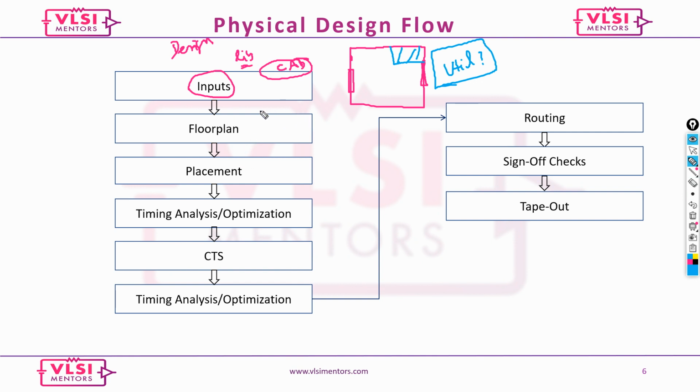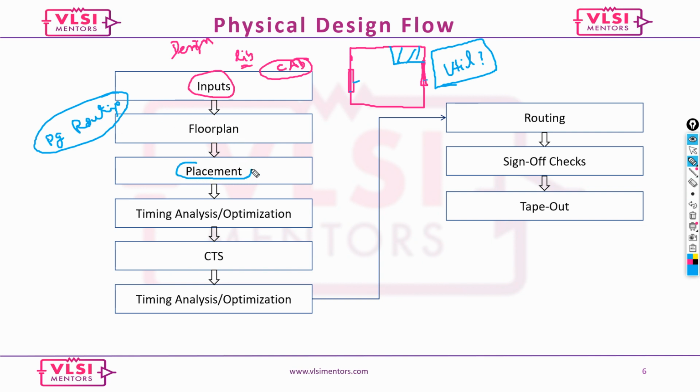And once you're done with your floor plan, within that floor plan itself, we'll be doing something called PG routing, so that your power gets distributed. So that's the whole intent of the floor plan. It's area planning, placing the IO ports or IO pads, performing macro placements, and doing the PG routing. These are all the internal steps.